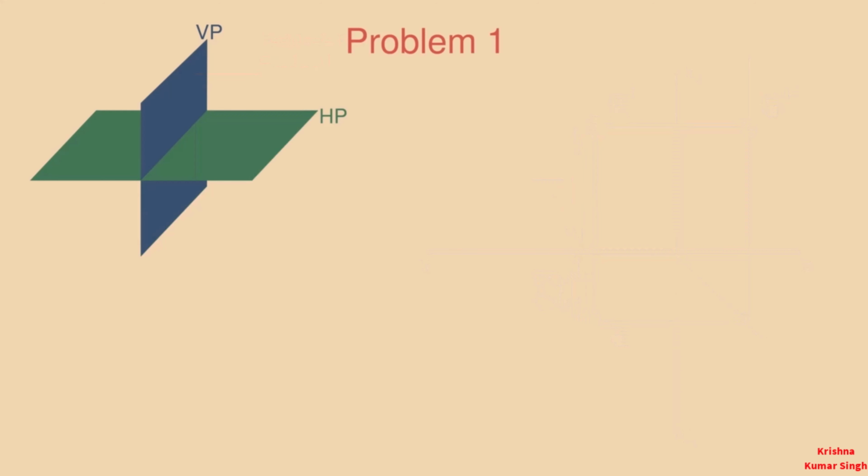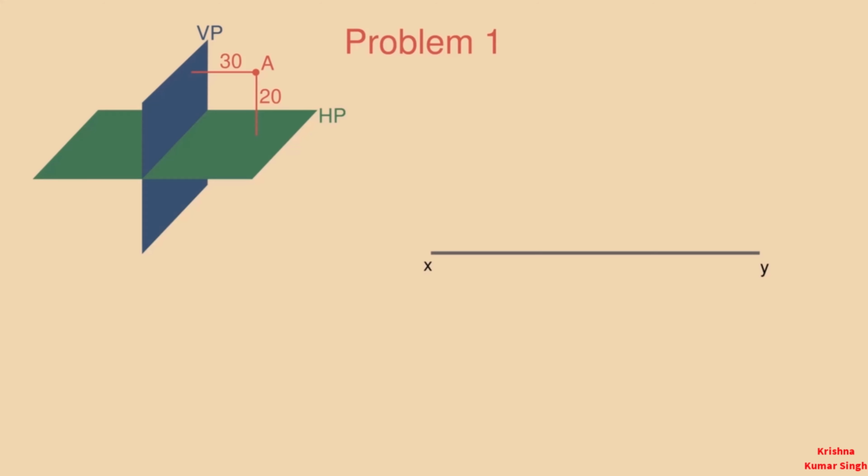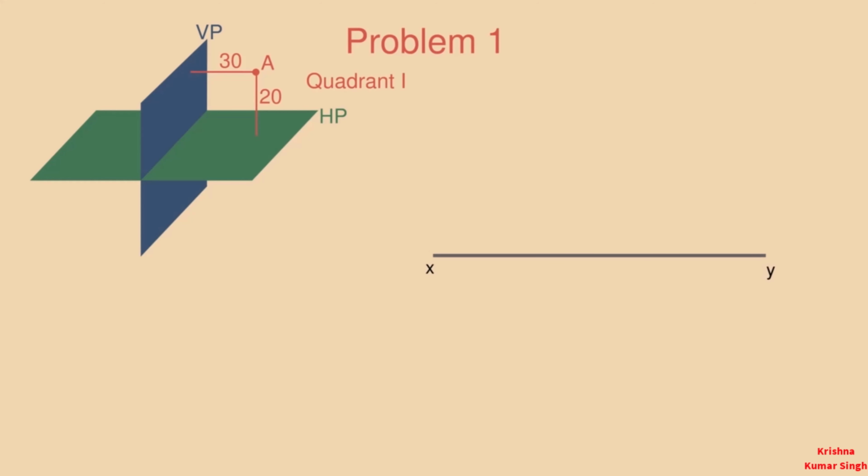Problem 1. A point A is 20 mm above HP and 30 mm in front of VP. Draw its projections. Let's draw the projection of this point as follows. Draw a reference line and name it as XY. As mentioned in the problem, we clearly know that the position of point lies in first quadrant. That is, point situated above HP and in front of VP is called the first quadrant.